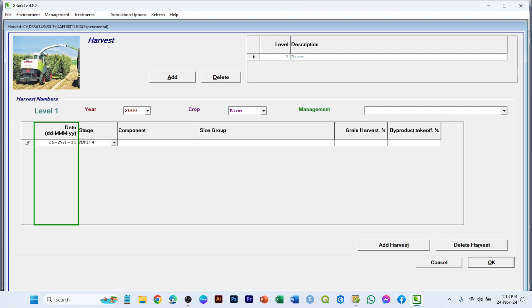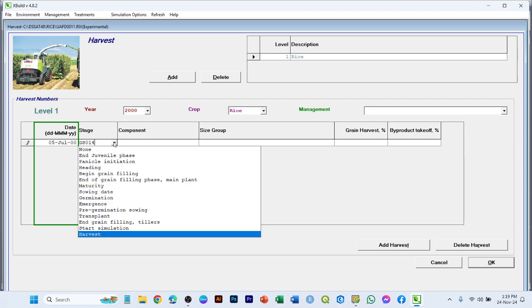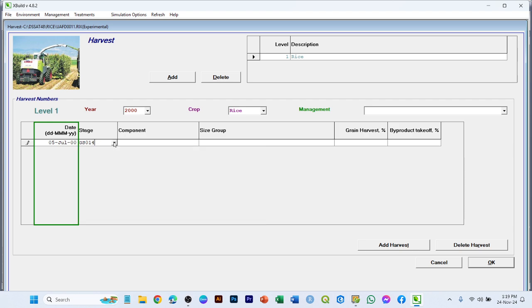If your experiment is based on the number of days, then you have to go for harvest maturity. Otherwise, the date of the harvest is perfect, but it doesn't make any significant difference. Clear? Any other question?